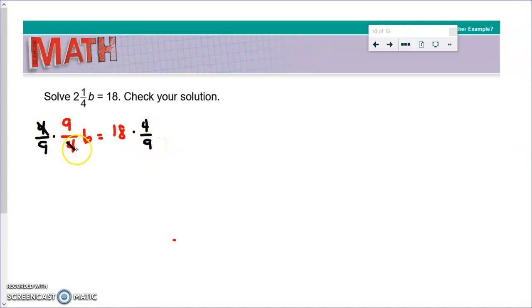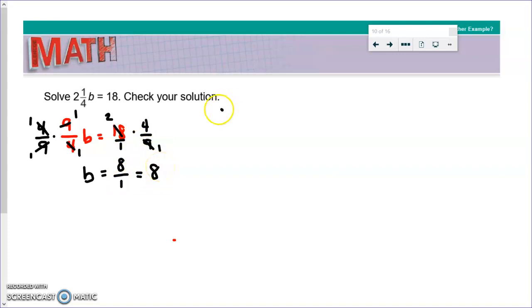So now we can take our multiplicative inverse, 4 over 9, and multiply it on both sides. I know when I cross-reduce, I'll end up getting 1. So we'll end up having 1b, or b by itself. I can stick 18 over 1 to make it a fraction. I can cross reduce and get 2 and 1. And now I can just multiply across the top. 2 times 4 gives us 8. 1 times 1 gives us 1. And any number over 1 we can write as a whole number.